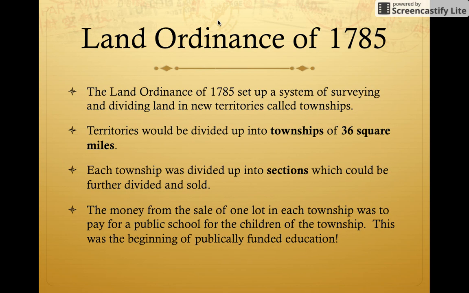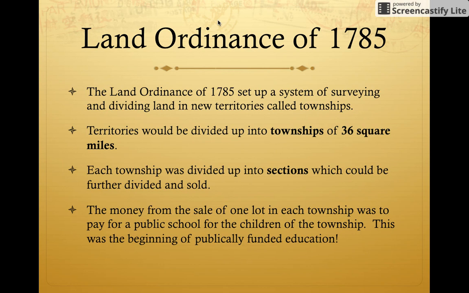Kinda. And so that's where the Land Ordinance of 1785 comes in. It basically defines the criteria for new states to form and eventually join the Union. The Land Ordinance set up a system of surveying and dividing land in new territories called townships. If you have a certain amount of land, which is 36 square miles, the territory will become an actual township. And each township was divided into sections, which could be further divided and sold.